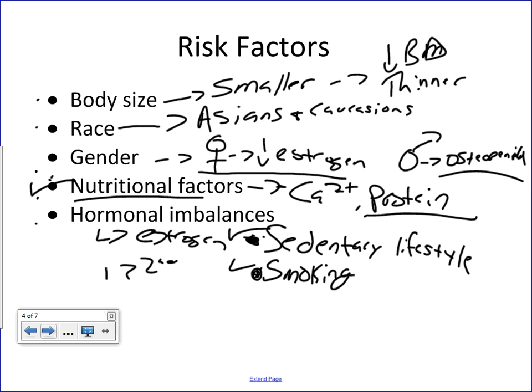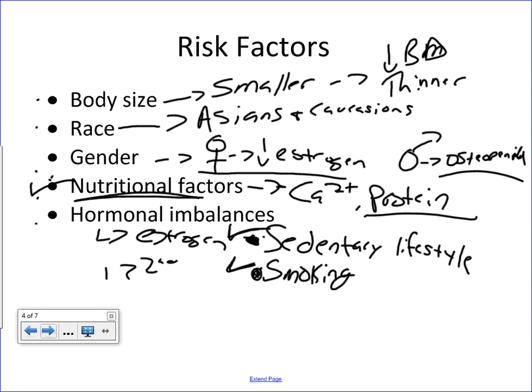Now, again, that doesn't mean that you could have the most perfect diet, be a fairly active person, and not smoke. It doesn't guarantee you're not going to get osteoporosis. It could happen later in life. It just means your chances are going to be a lot lower, or if you do get it, it just won't be as severe.